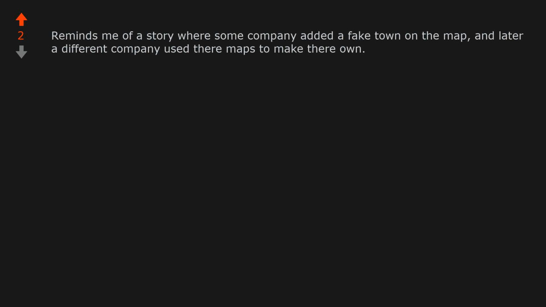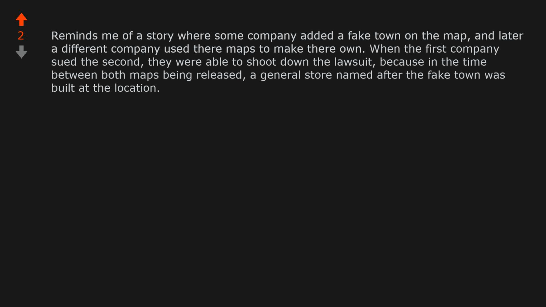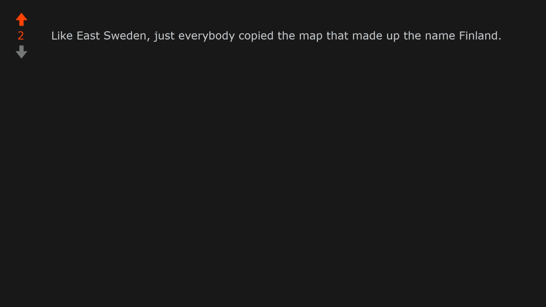Reminds me of a story where some company added a fake town on the map, and later a different company used their maps to make their own. When the first company sued the second, they were able to shoot down the lawsuit, because in the time between both maps being released, a general store named after the fake town was built at the location. Like East Sweden, just everybody copied the map that made up the name Finland.